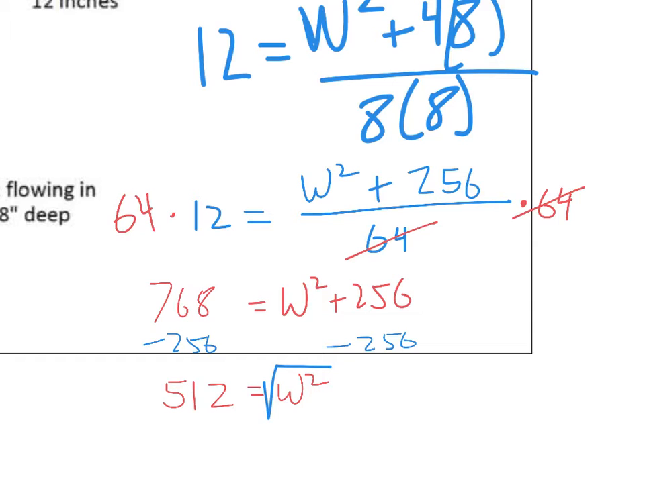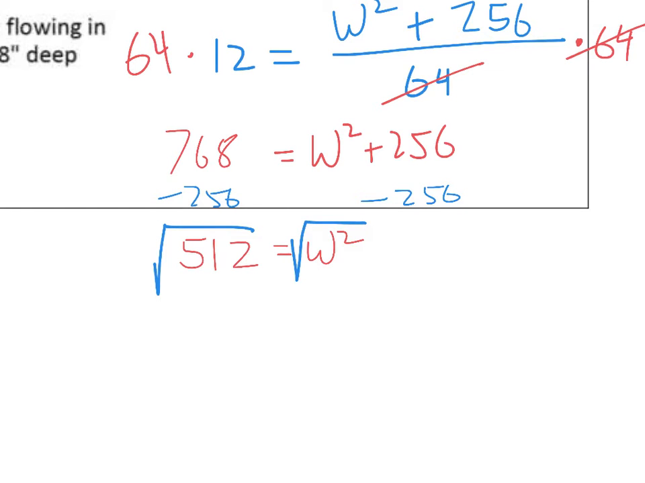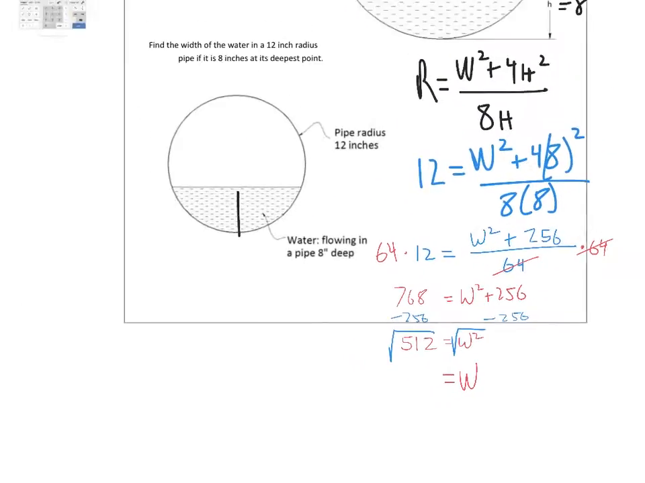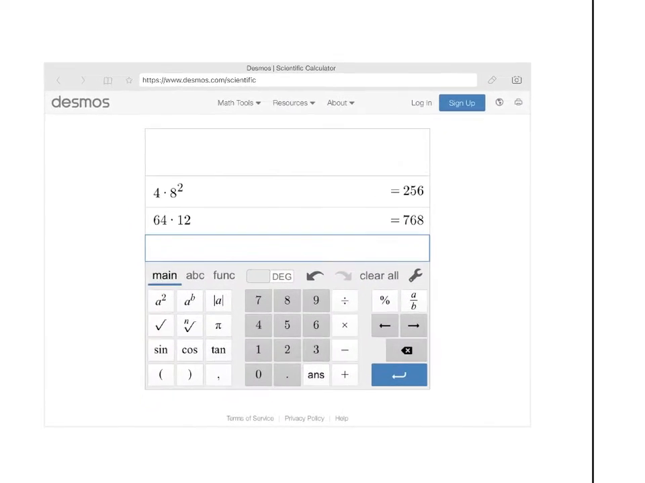So we want to get rid of that squared because we're trying to solve for W. So the opposite of squaring is the square root. Square root and squaring are opposites. They undo each other. And so that leaves us with W, and whatever the square root of 512 is. Let's go ahead and figure that out.